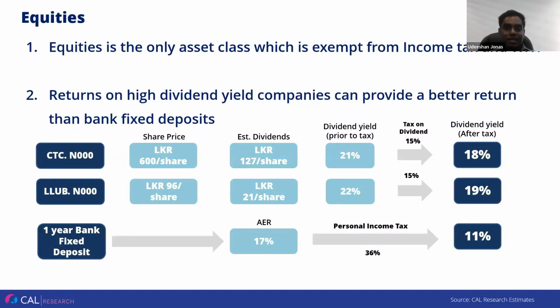And finally, the other investment asset class, which at the moment is completely exempt from personal income tax as well as WHT and capital gain tax, is equities, or listed shares, or investing in the stock market, right? So you can sometimes replicate the returns that you're making on a fixed income product by investing in a share which is giving a higher dividend as well. For example, companies like Ceylon Tobacco and Chevron Lubricants are very high dividend yielding companies.